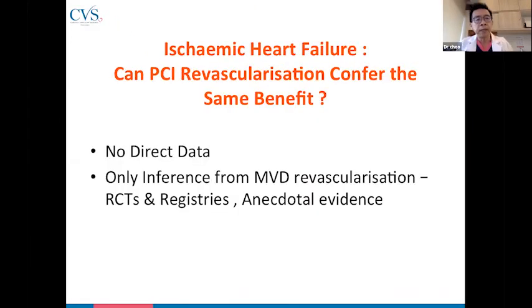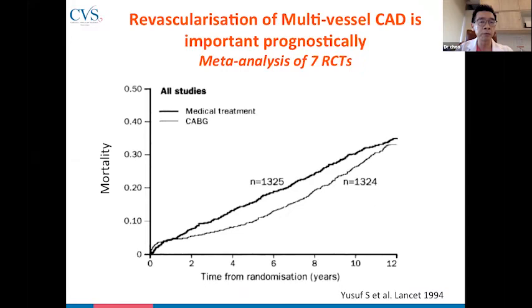So now we have to ask: we have shown in the STITCH trial that CABG is useful for ischemic heart failure. Can PCI do the same? Unfortunately, there's no direct data looking at this group of patients. We can only infer from data on multivessel disease revascularization, from RCTs, registries, and anecdotal evidence.